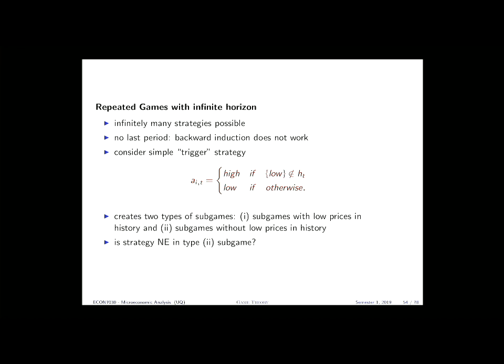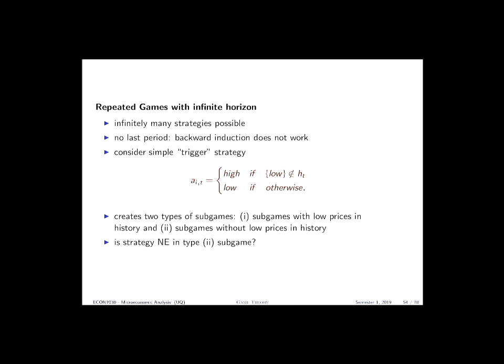What we care is that you understood the correct thing. You can simply say AI or the trigger strategy is to play high as long as there's no history of low in previous periods. Otherwise, play low. Okay? I mean, of course, there are two actions here. So otherwise means playing low in at least one period.